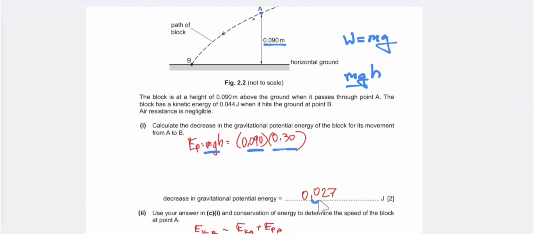If we move the decimal, it will be 2.7 times 10 to the power minus 2. So this is 2 significant figures.